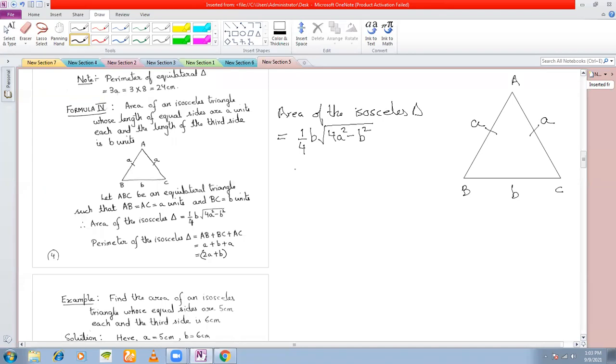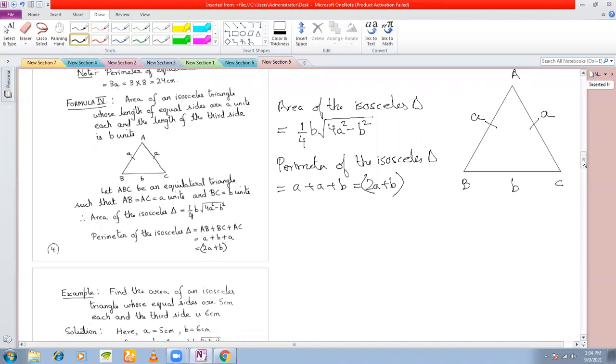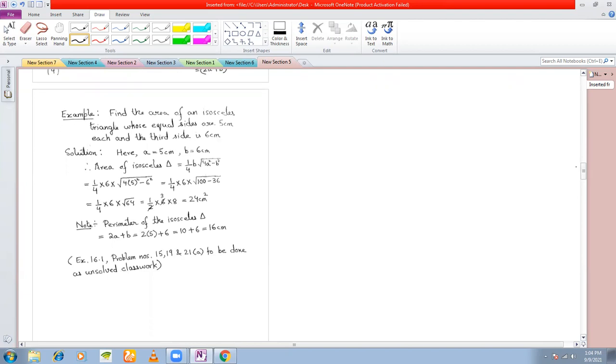Okay, and I actually showed you in the last class how to get this formula, but you don't need to go through a derivation. If you can remember this formula, well and good. And the perimeter of the isosceles triangle ABC is the sum of the lengths of the sides, so it should be a plus a plus b, which is 2a plus b. Twice the equal sides plus the unequal side. So with this in mind, let's work out the next problem.